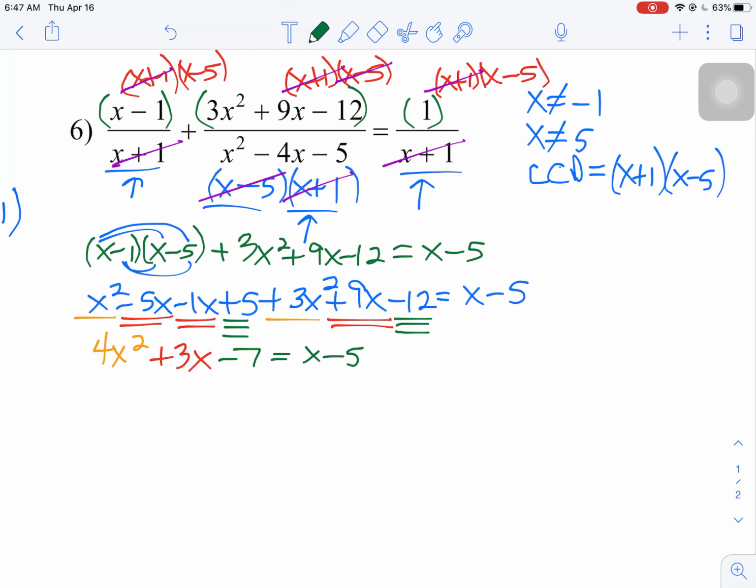Since we see x squared terms and x terms, we want to get everything on one side and set it equal to 0 so that we can factor and solve. So I'm going to subtract x on both sides and add 5 on both sides. So 4x squared plus 2x minus 2 equals 0.